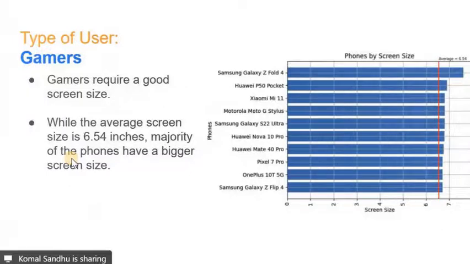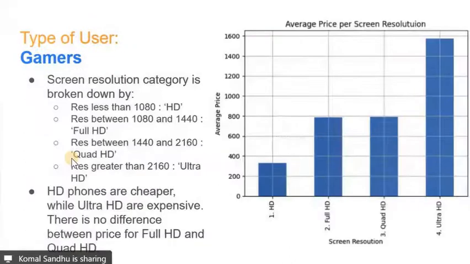Lastly, we have gamers that require good screen size and good screen resolution. And we can see that most of the phones listed are above average screen size of 6.4 inches. For screen resolution, if consumers are looking to find a good phone at a decent cost, there are a lot of great affordable options for full and quad HD phones.